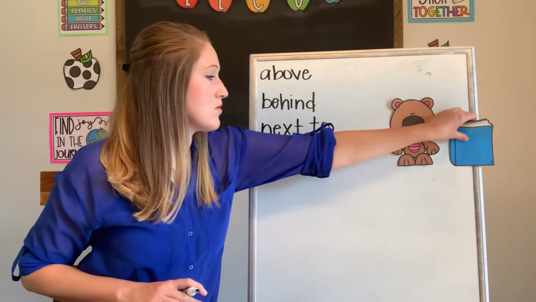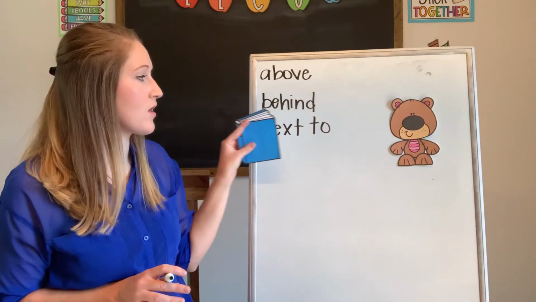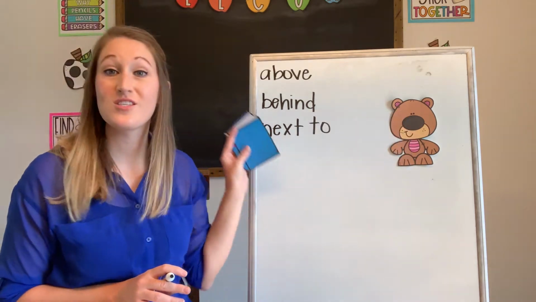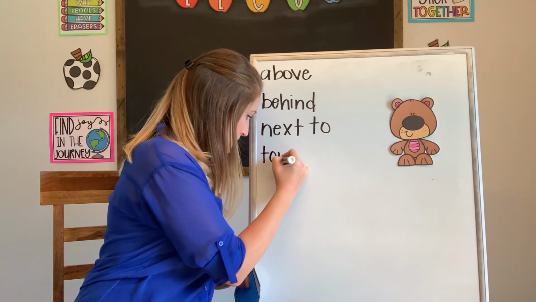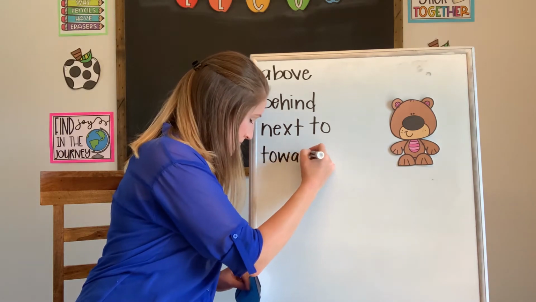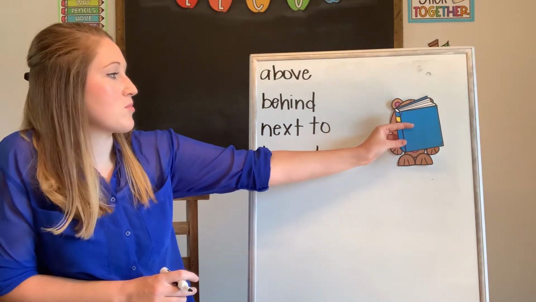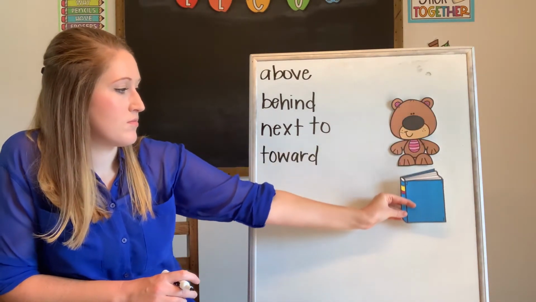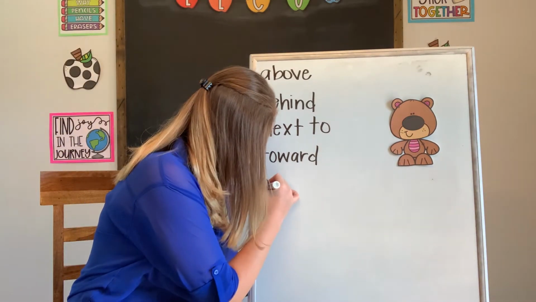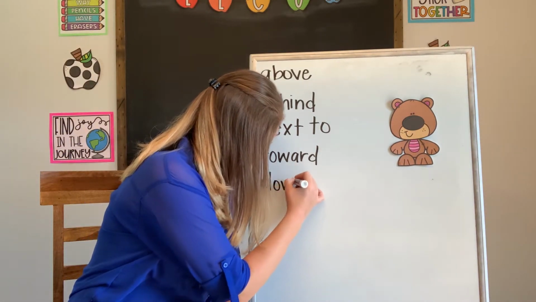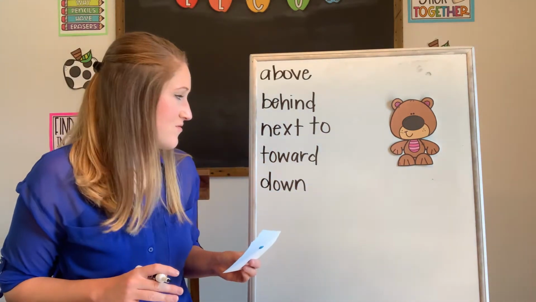What about, right? How's my book moving? My book is moving, good, it's moving towards the bear, right? Okay. Now how's my book moving? My book is moving in what direction? It's moving down. Very good. Okay. So that's kind of showing that direction, right?